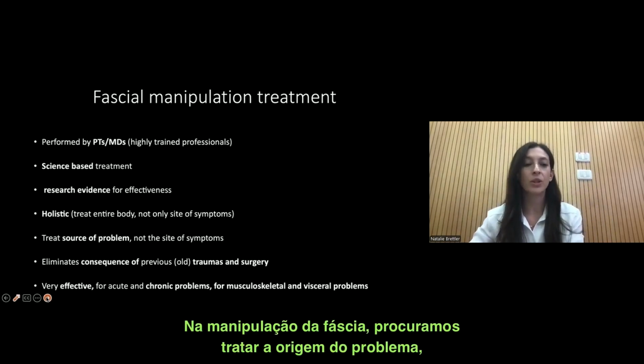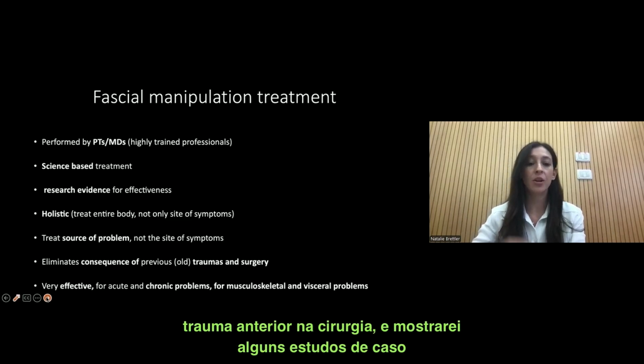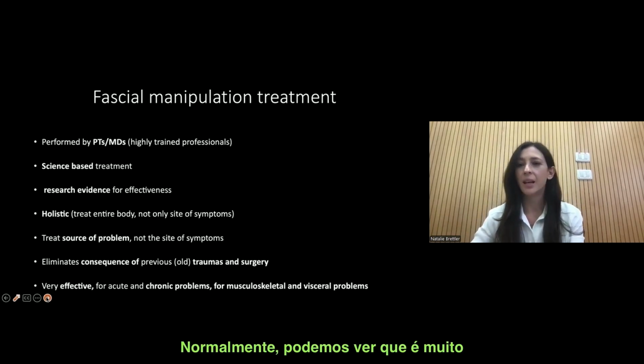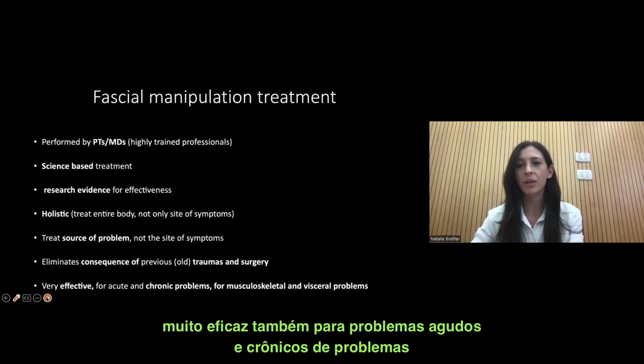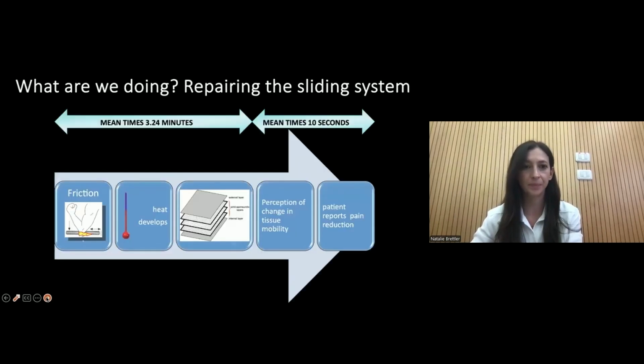In fascial manipulation, we look to treat the source of the problem, not only the site or the symptom. And we would like to eliminate the consequences of previous trauma and surgery. And I will show you a few case studies to show that. Usually we can see that it is very effective also for acute and chronic problems, for musculoskeletal and visceral problems.